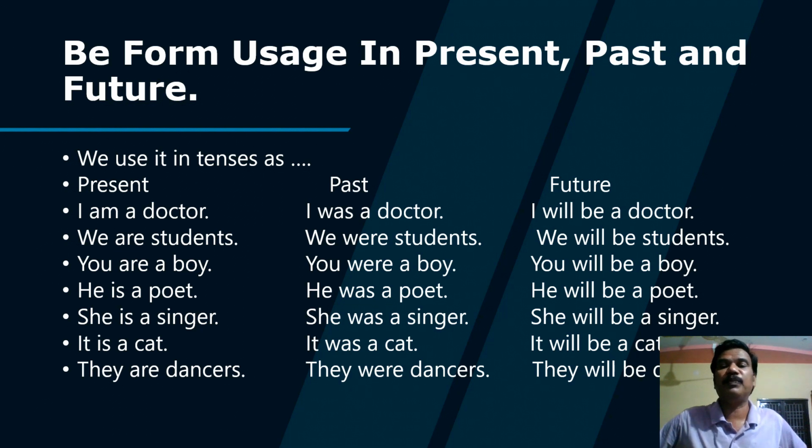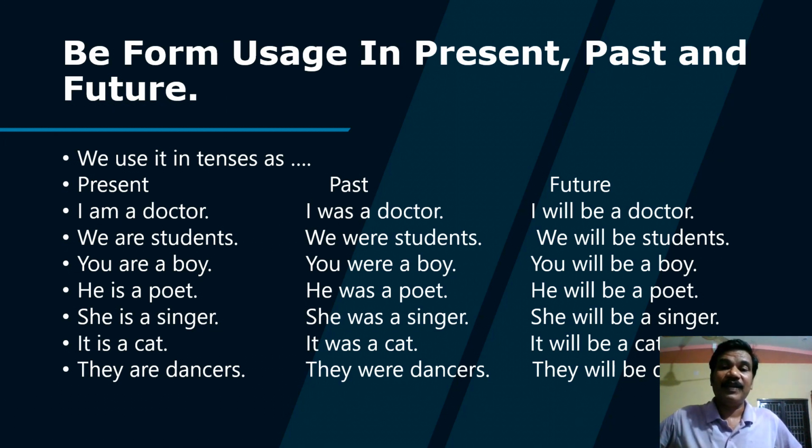Before going to learn this be form usage, first let's learn a funny thing, because most of the students usually ask the teachers why we use I am. Then teachers usually say we use it because it's a grammar rule. But actually we use I am because of its antique usage. English was the king's language and queen's language in the past. Only kings and queens used to speak English. Later, it crept into courts, offices, then slowly crept into society.